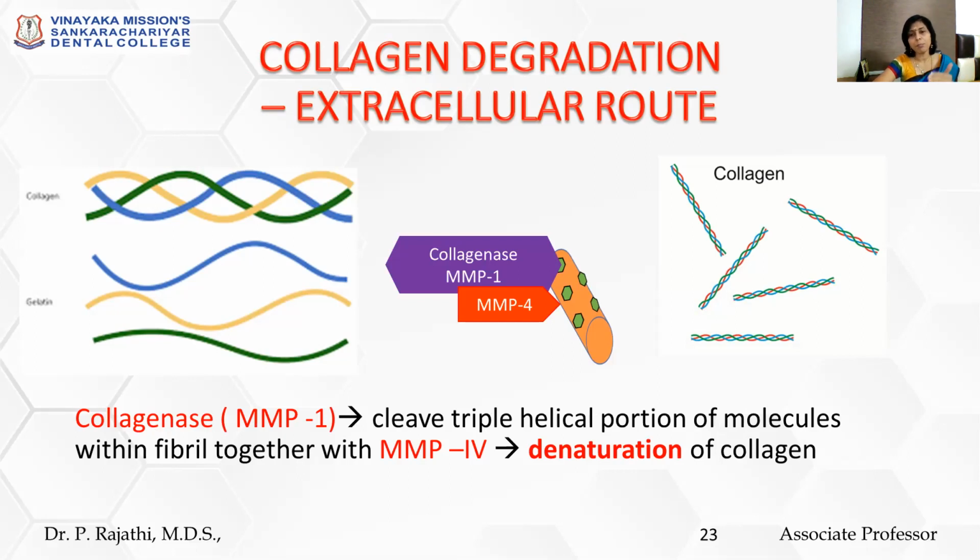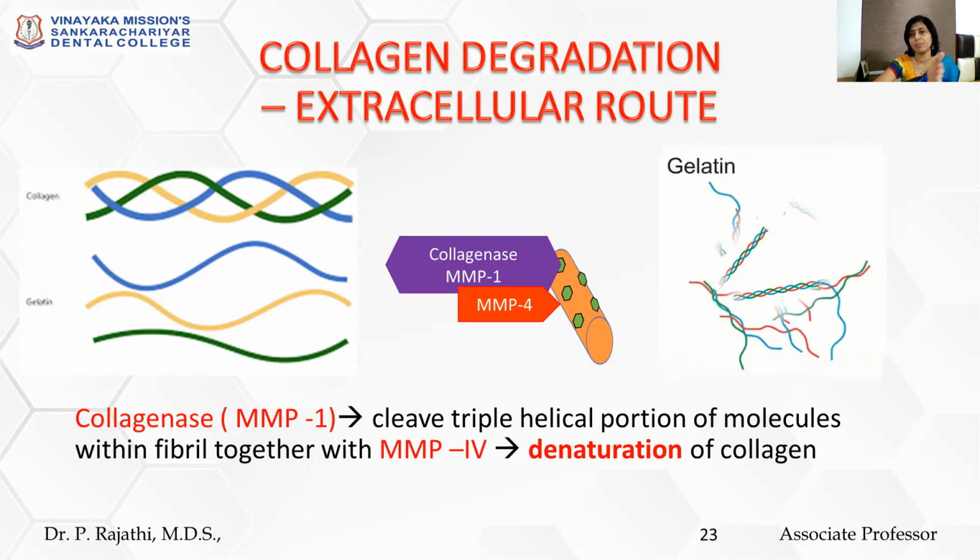Along with that, MMP4 again is going to act on this. I have already said collagen is a triple helical structure. So the collagenase enzyme, nothing but the MMP1, along with MMP4 act on this triple helical portion, and it is going to denature the collagen. Once it denatures, the triple helical structure is cleaved off. Once it's cleaved off, it appears like this, right? That you call gelatin.